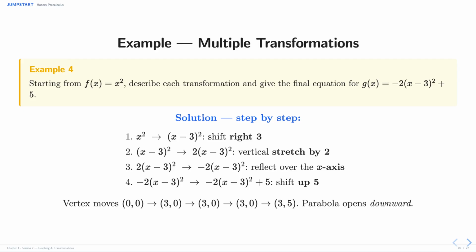In this example, we will describe multiple transformations starting from f of x equals x squared to arrive at the equation g of x equals -2 times the quantity x minus 3 squared, plus 5. First, we shift right by 3 units. Then we apply a vertical stretch by a factor of 2, followed by a reflection over the x-axis, and finally, we shift up by 5 units. The vertex moves from the origin to the point 3, 5.